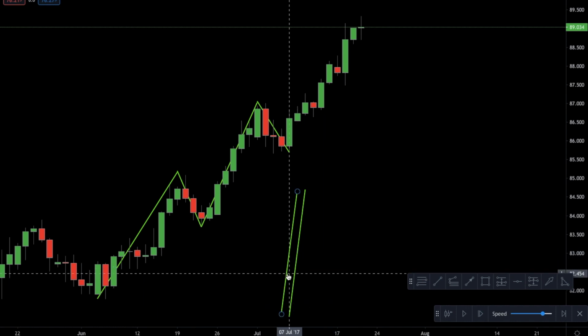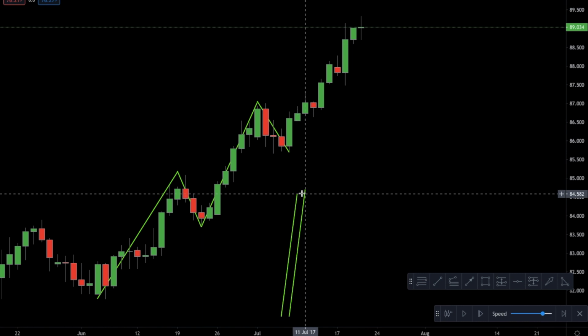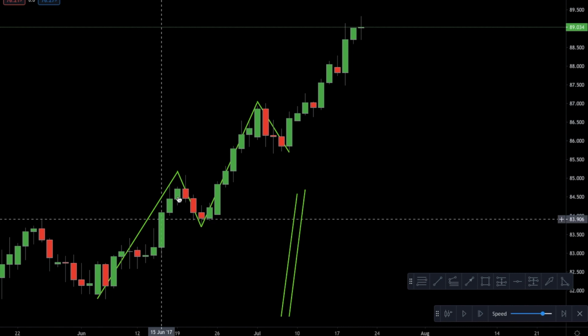Actually, let me see if I can line these up just perfect. I'm lining them up at the bottom here, and look what happens. A little bit of a gap here. So what that tells us is that this second extension was longer than the first.